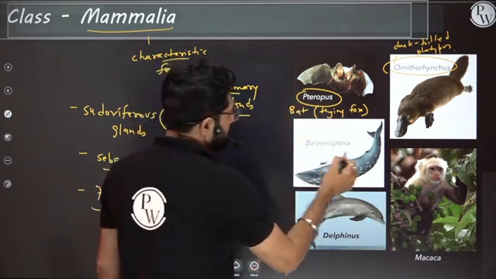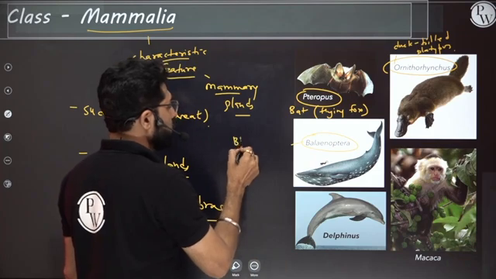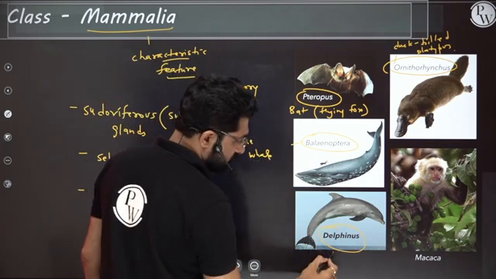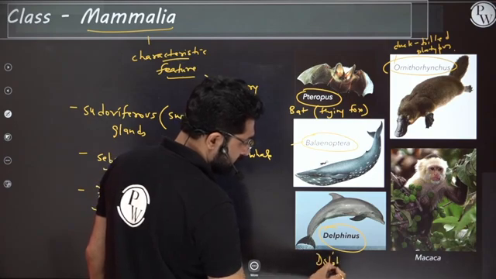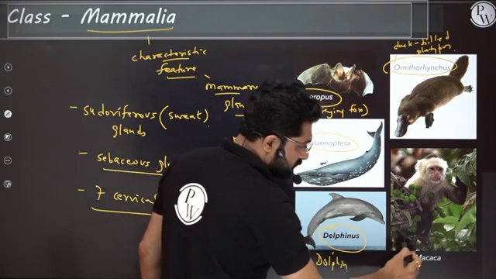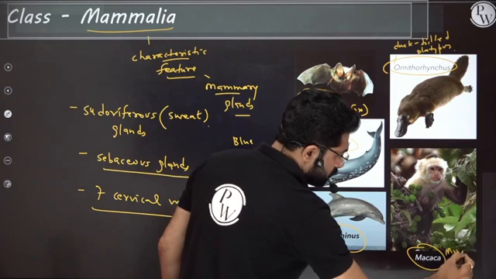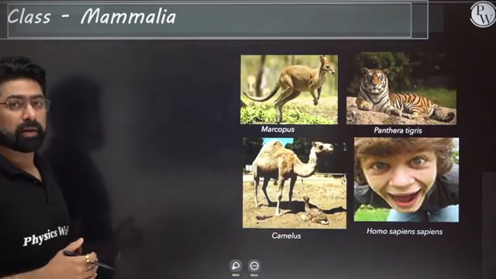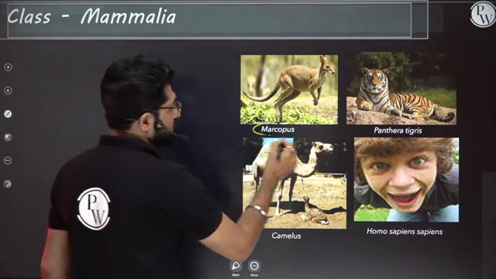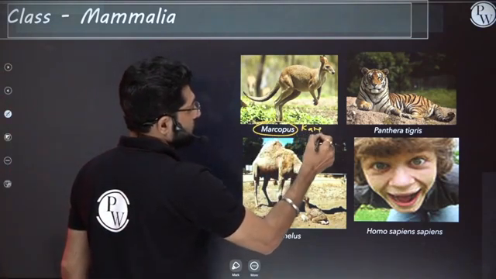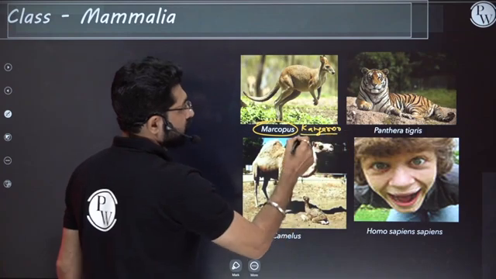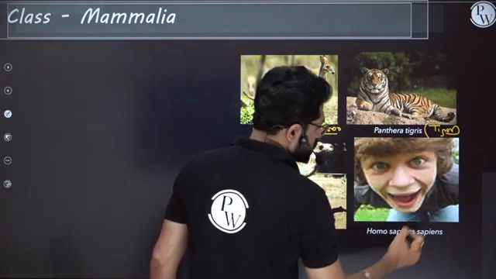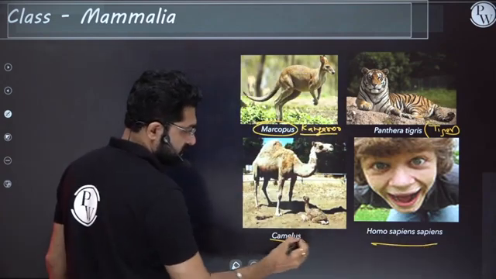Balaenoptera is the blue whale. Delphinus is a dolphin. You can see all these and remember very nicely. Macaca is a monkey here. And a few more examples you can see. Macropus is the kangaroo. Panthera tigris is the tiger. This is you, Homo sapiens, and Camelus is the camel.